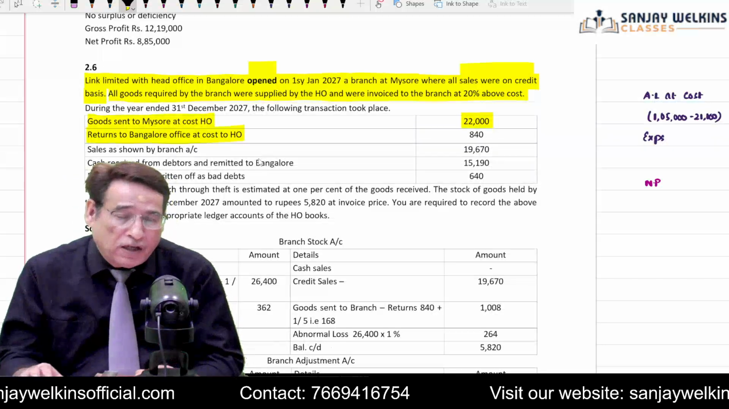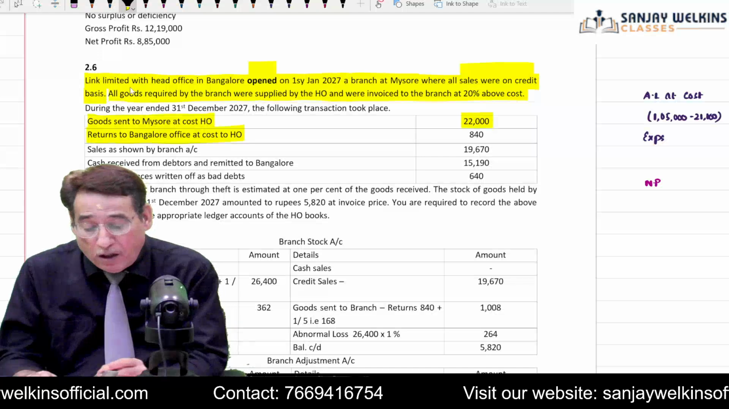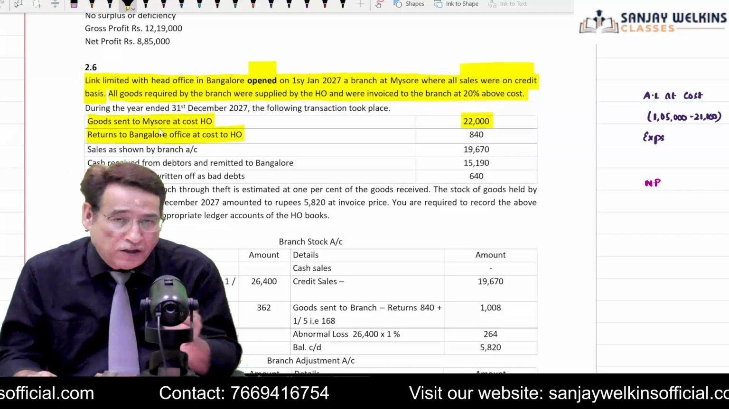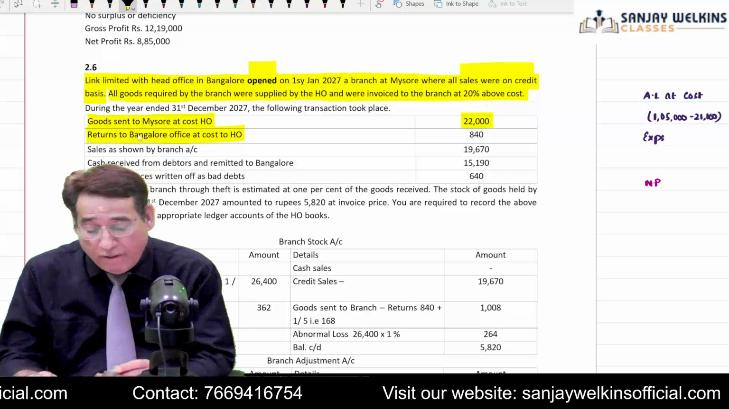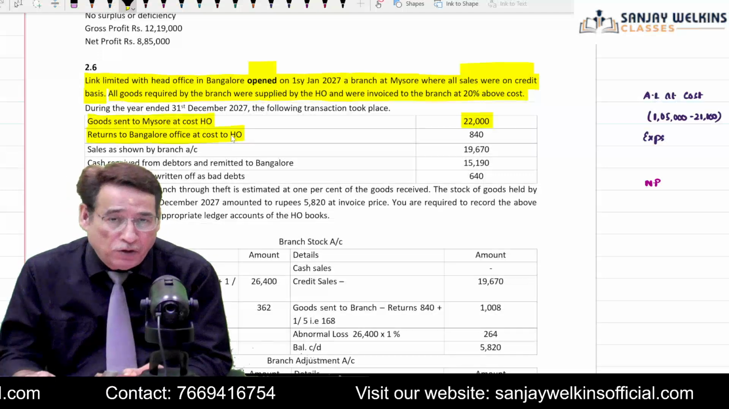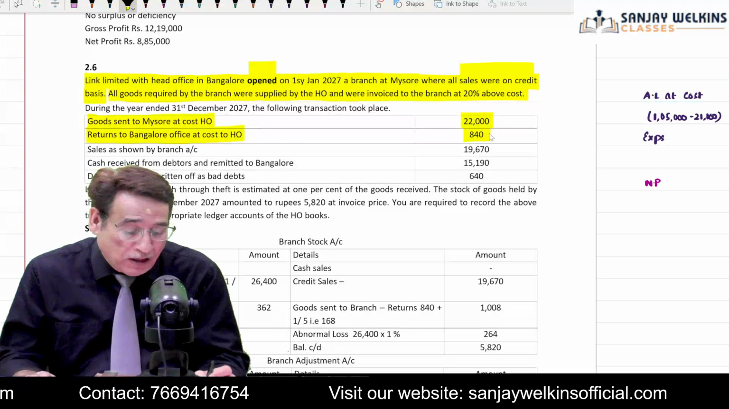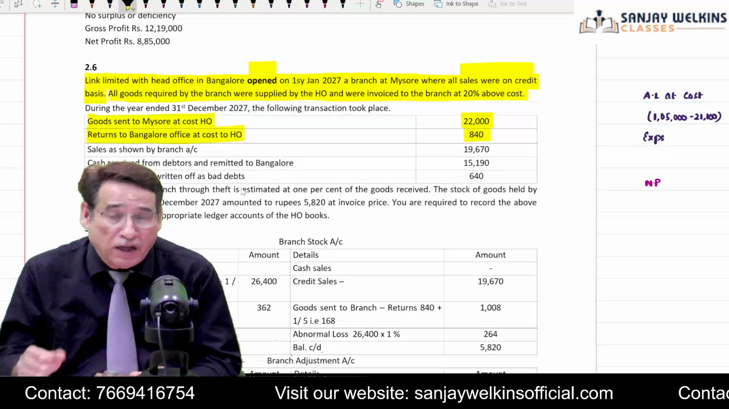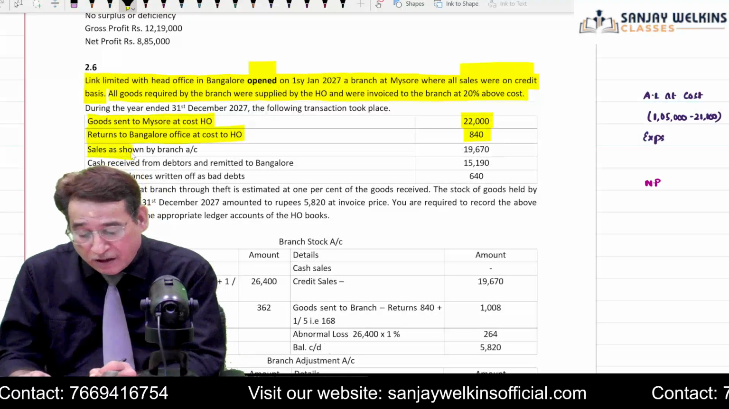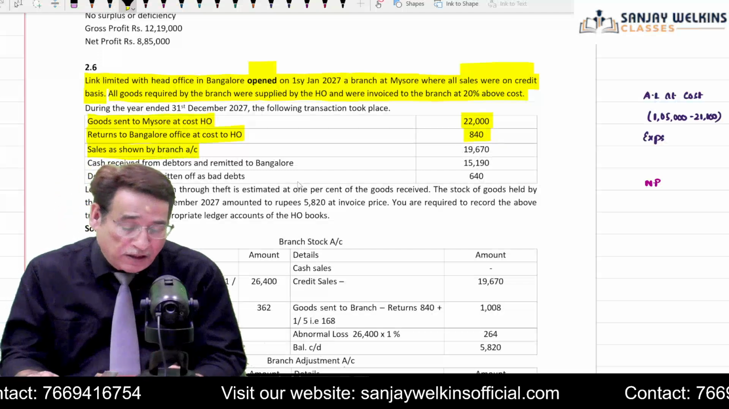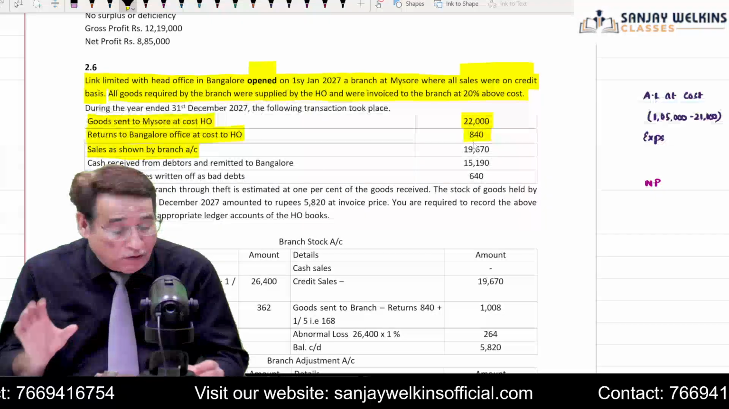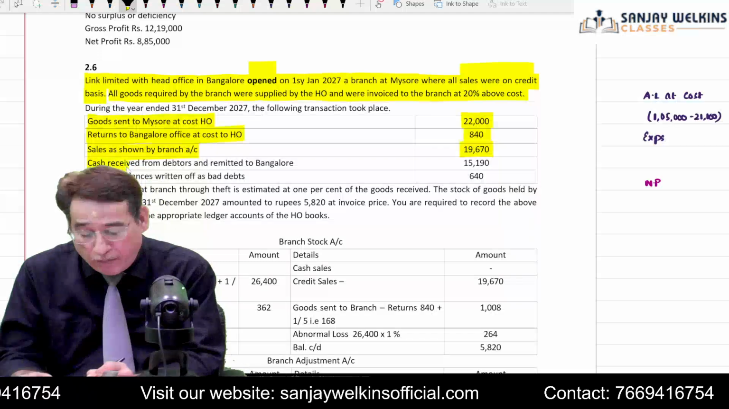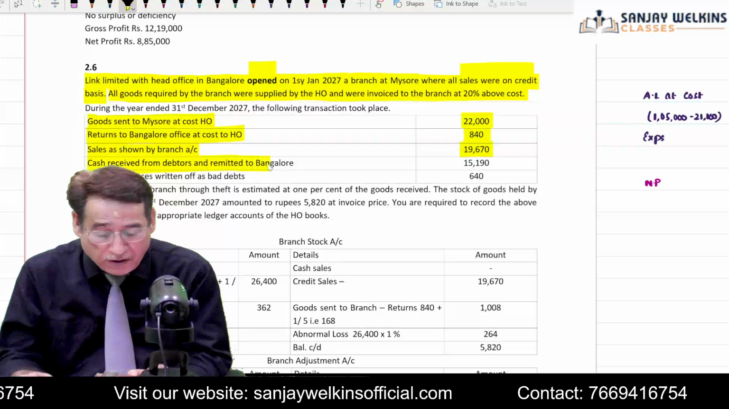Bangalore is our head office, and we have Link Limited with head office in Bangalore. Goods have been returned by the branch to Bangalore head office, and even the returns are given to you at cost to head office. That means even 840, this particular amount, is also at cost price. Sales, remember one thing, all the sales are credit sales. So in this question, you need to prepare debtors account because credit sales are given. And then we are being given cash receipt from debtors and remitted to Bangalore.